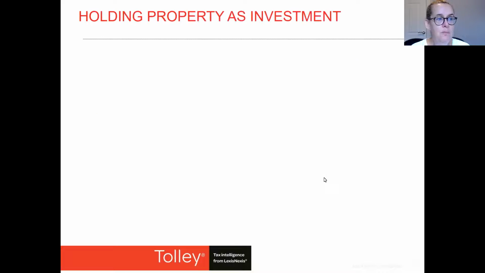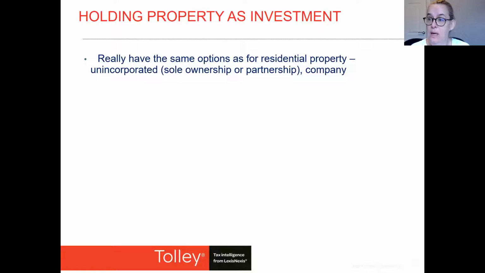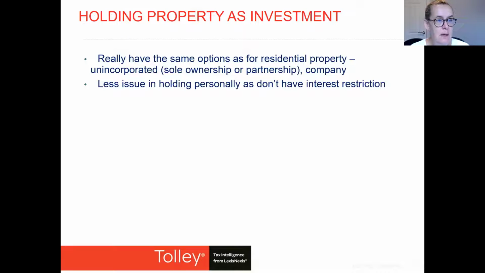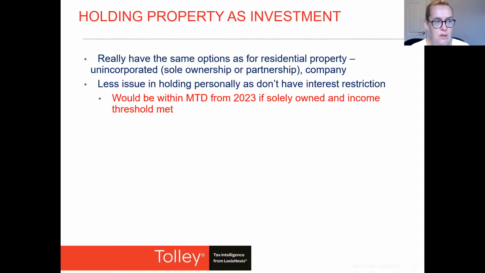Okay, so if you're holding property as an investment, and you're not going to use something like a pension fund, you really have the same options as you would if you had residential property. You have sole ownership or partnerships, you have companies. Obviously, it's less of an issue than it would be for residential property, because you don't have the interest restriction. So one of the disincentives in holding property personally is, if you're talking about residential properties, of course, that you get the interest restriction.